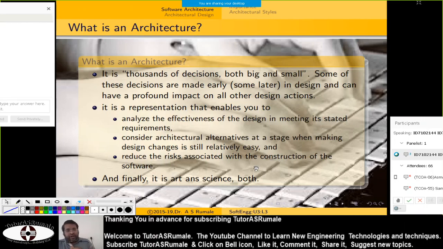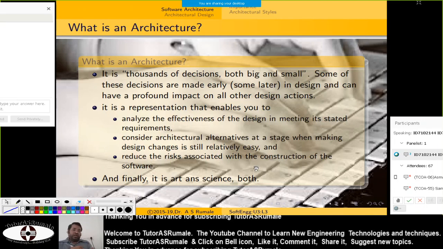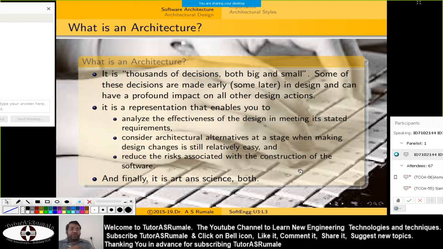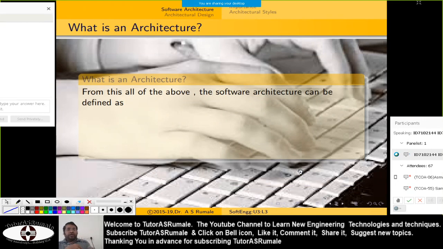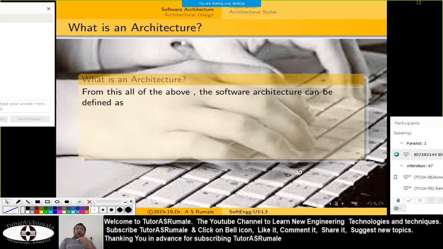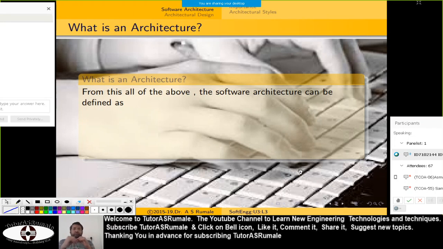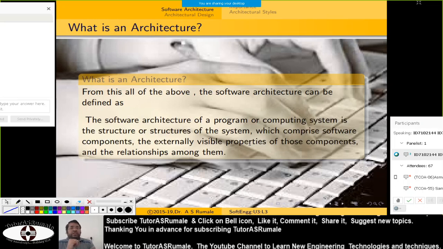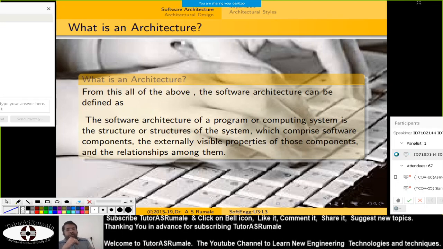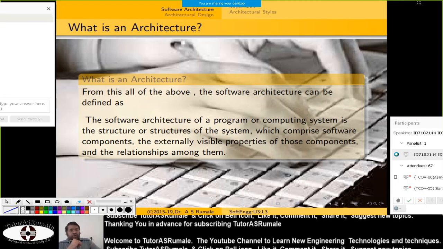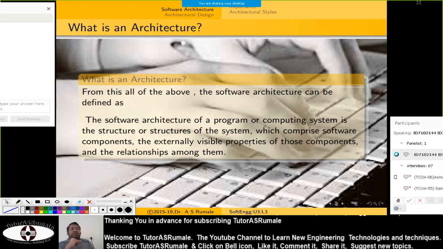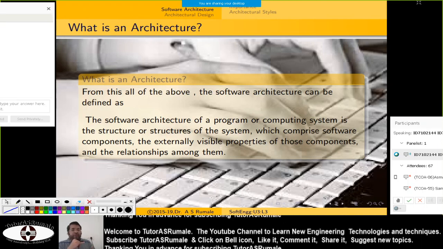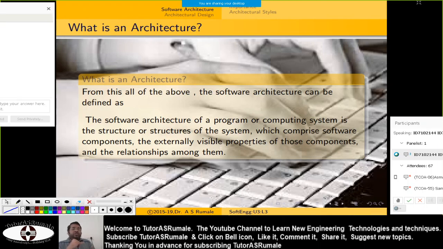At the same time, it is science. So when it comes to software architecture development, it is both art and science. You have to think scientifically, and at the same time you have to be very artistic in your tackling. So how can you define architecture? Whatever we discussed above gives this simple book definition: the software architecture of a program or a computing system is a structure or structures of the system, which comprise software components, the externally visible properties of those components, and the relationships among them.